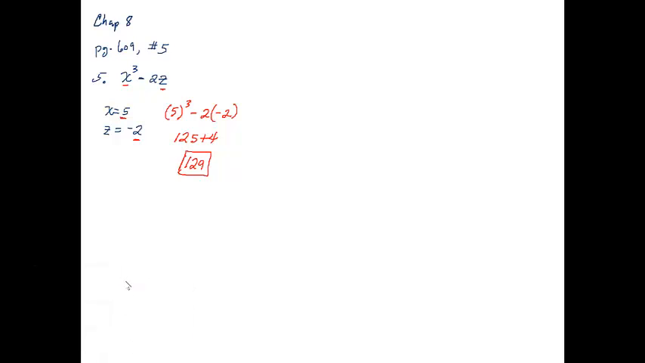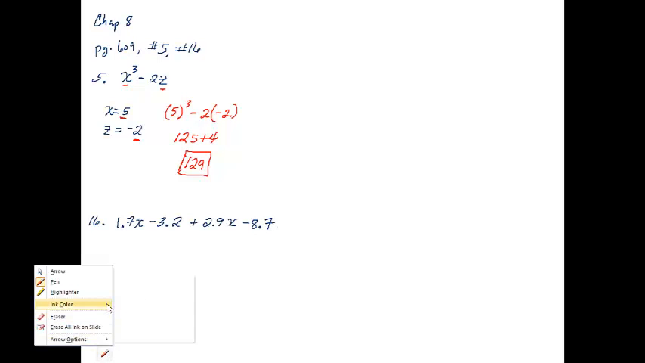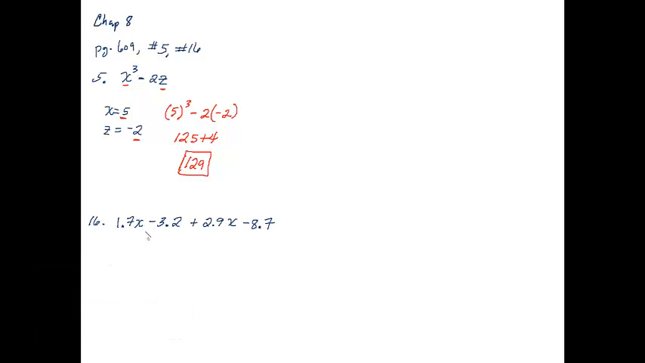Alright, let's move on down to number 16. Number 16 says, simplify each expression by combining like terms. So we have 1.7x minus 3.2 plus 2.9x minus 8.7. Well, when we simplify by combining like terms, all we need to do is figure out who are the like terms.